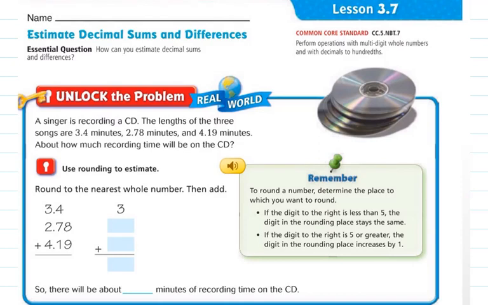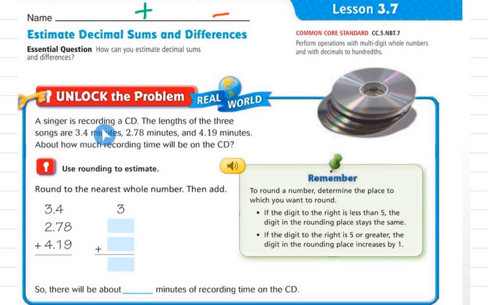Students, in lesson 3.7, we are going to estimate decimal sums and differences. Remember, when we think about sum, we think about the answer in addition, and when we think about difference, we think about the answer in subtraction. The essential question we want to solve by the end of this lesson is how you can estimate decimal sums and differences. We're going to start with the real world, unlock the problem, and read about the problem together so we can understand how to solve it a little better.